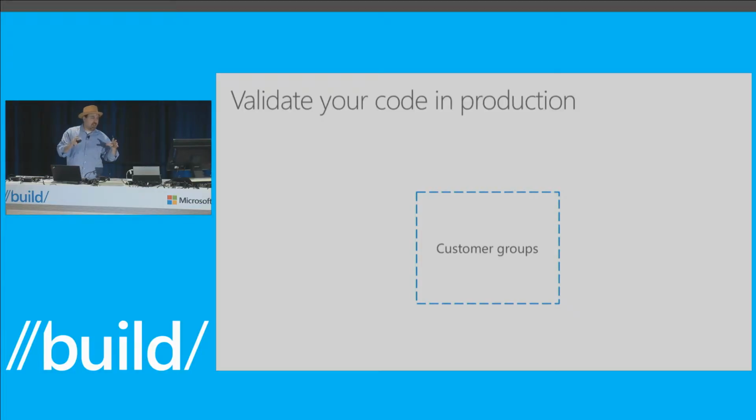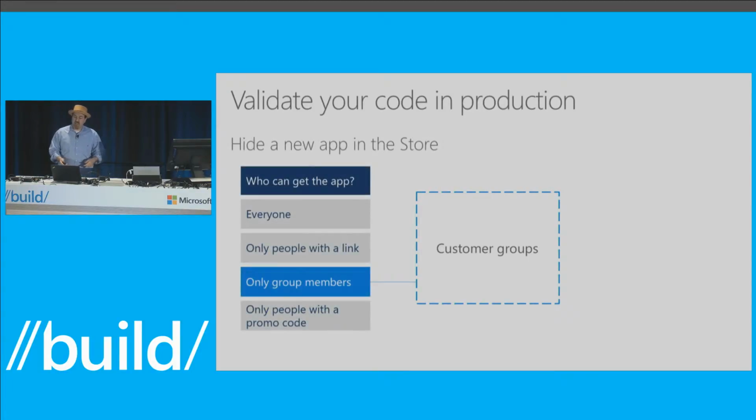And it starts with the concept of customer groups. Inherently, testing code in production is limiting who can access that code. So we have a number of ways to create customer groups that we can use for testing in production. And the first question that customer groups are an answer to is who can get the app? Who can see the app in the store? Who can download the app from the store?